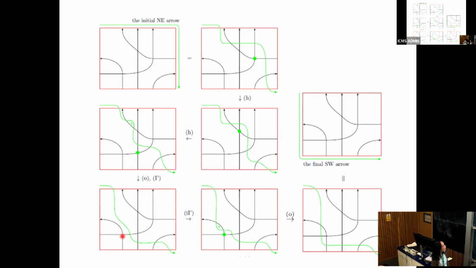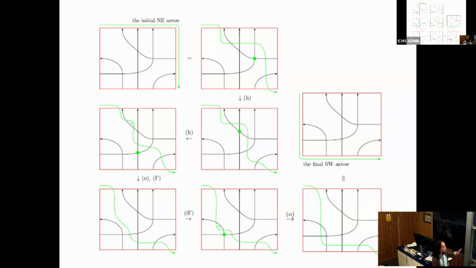we want to close this vertex, but for that, we need to move this green line in this way first, because of the rule of the move. So here we need the inverse of I prime, for example. And after that, we apply O, and now every vertex is crossed. So we have the final stage.